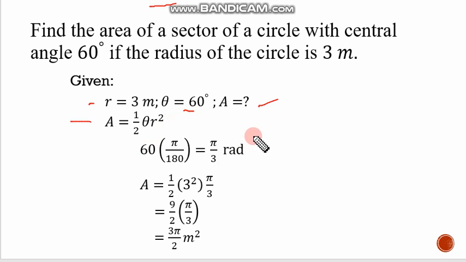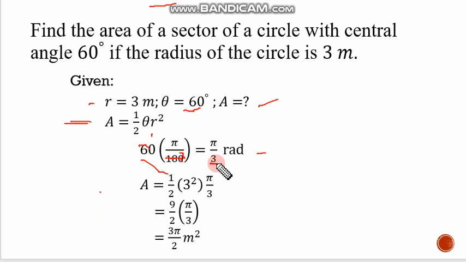I forgot to tell you that here also, the same as with the length of an arc, the angle in the area of the sector must be in radian measure. So before we apply the formula, we should convert this degree to radian measure. 60 degrees times pi over 180. Let's simplify this: we could divide the numerator and denominator by 60. So this is 1/3. So the answer is pi over 3 rad.